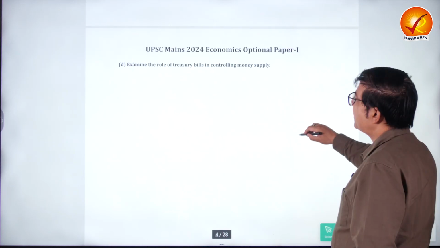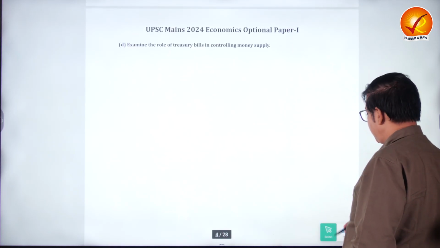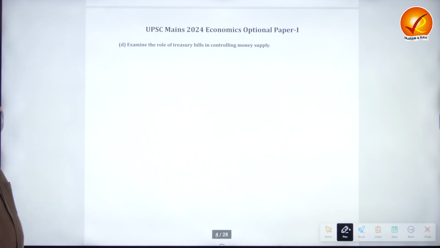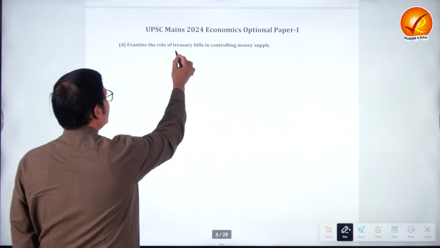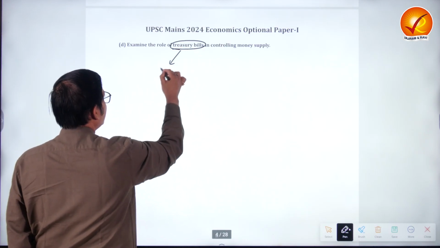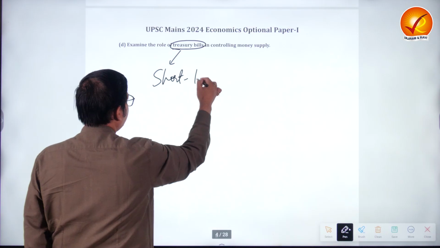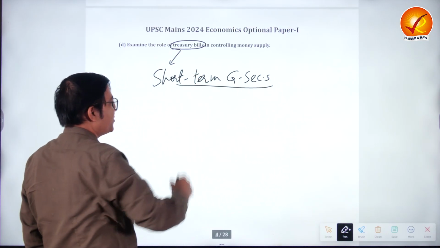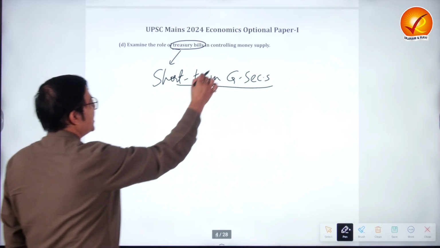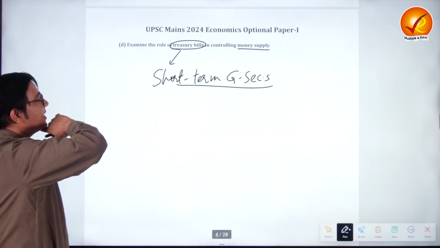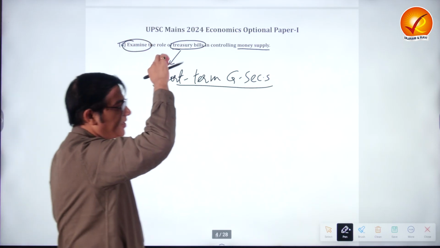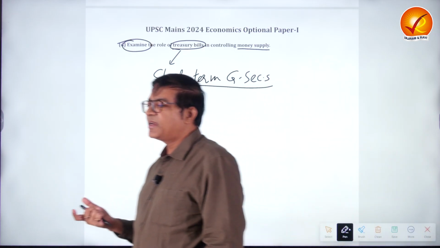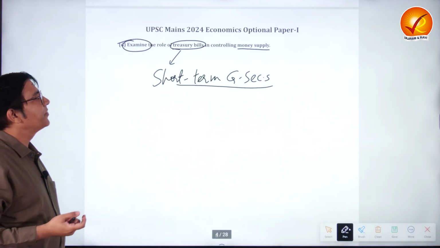Let's go further. Examine the role of treasury bills in controlling money supply. Although an easy question, again somewhat unexpected, because they have written exactly treasury bills only. Treasury bills are short-term government securities that I'm sure all of you know, even for your GS preparation. How does it impact money supply? And the word is examine. Examine is kind of telling that you can take both sides, as in you can even take a little critical view if you need to.